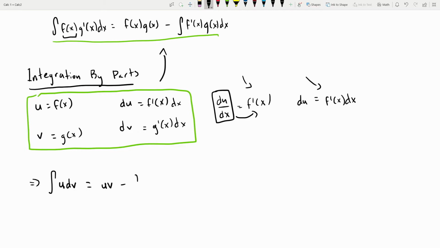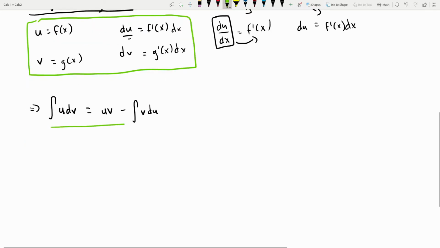And we're going to subtract this from the integral of f prime times g, right? So this right here, it's kind of split up, but f prime dx is du, and then g, well, that's v, so we're going to have v du. So here's the simpler formula for integration by parts.